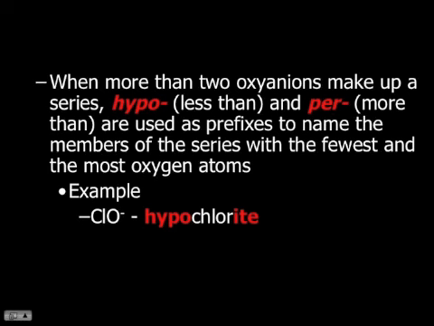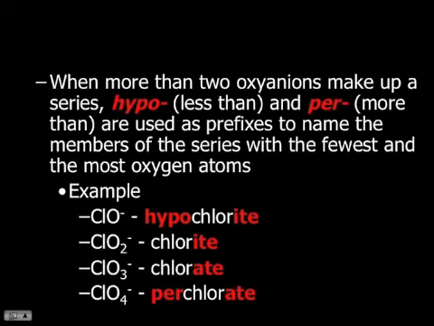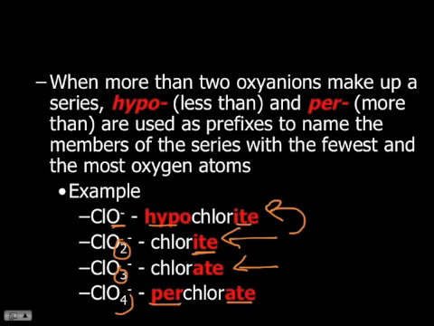So here's an example. Here's chlorite and then chlorate. Chlorite has 2 oxygens, chlorate has 3. One less than the -ite is hypo-ite, so 1 oxygen would be hypochlorite, and 1 more than -ate is perchlorate, so ClO4 would be perchlorate. So the lower number goes to the -ite, the larger number goes to the -ate, but if you go 1 less than -ite, it's hypo-ite, and 1 more than -ate is per-ate.